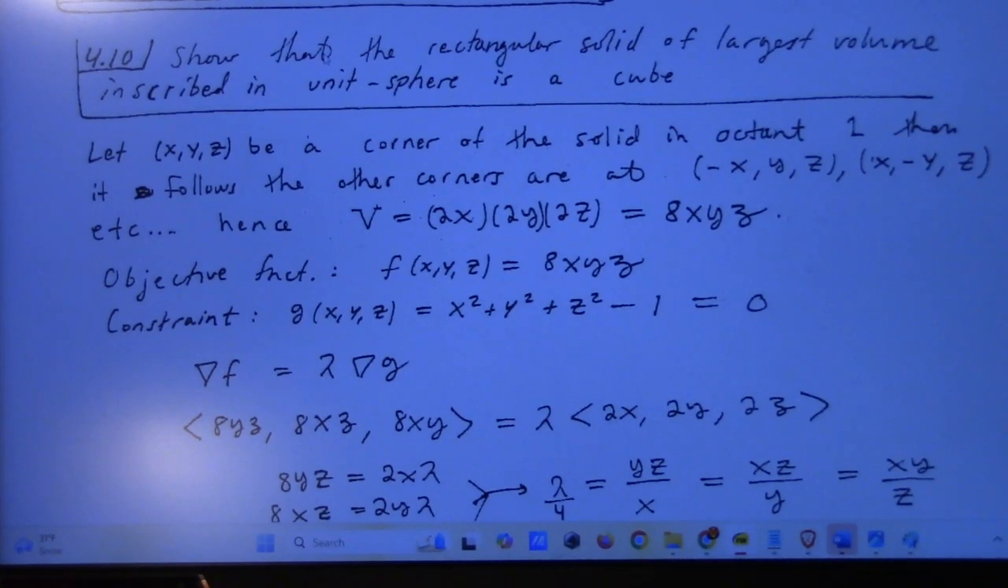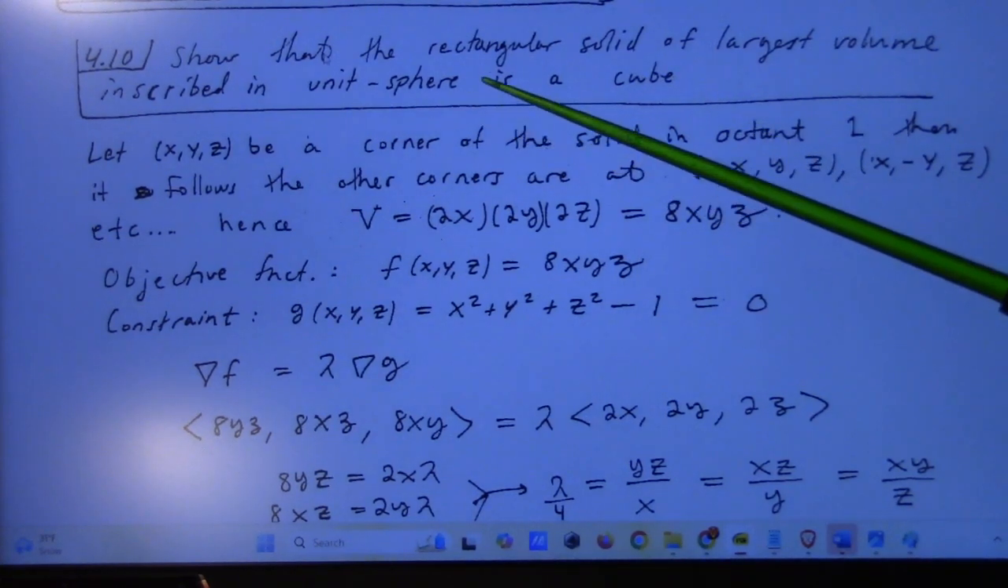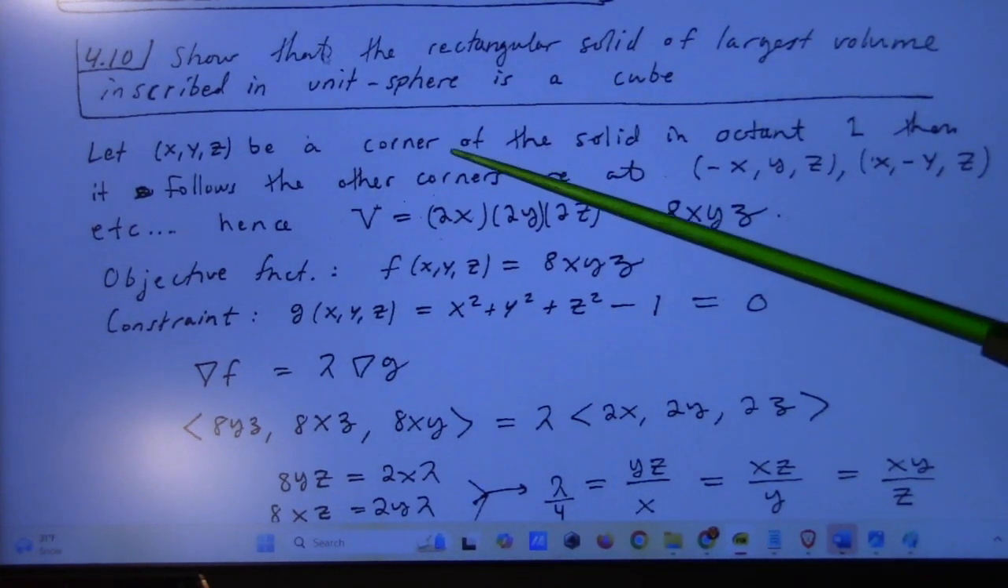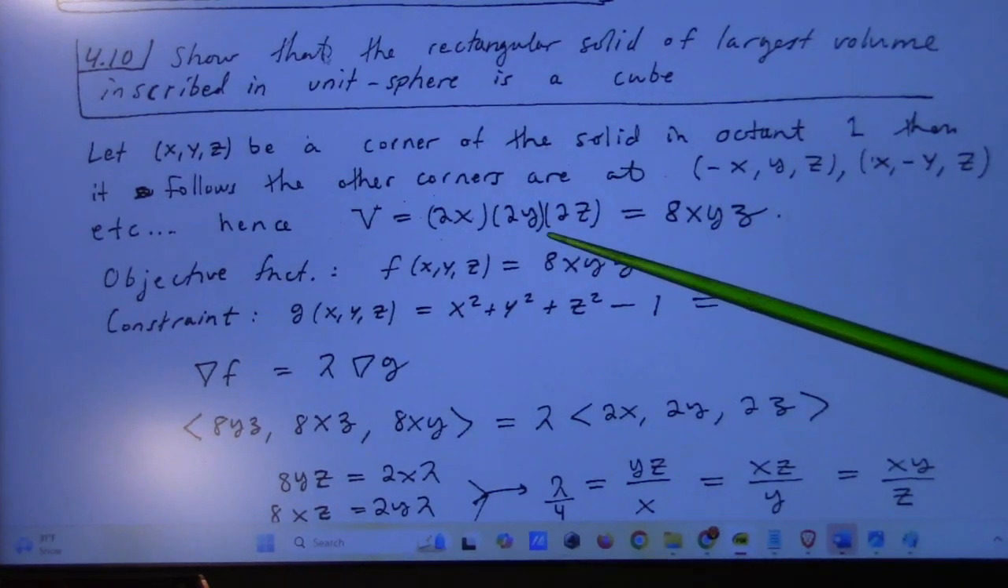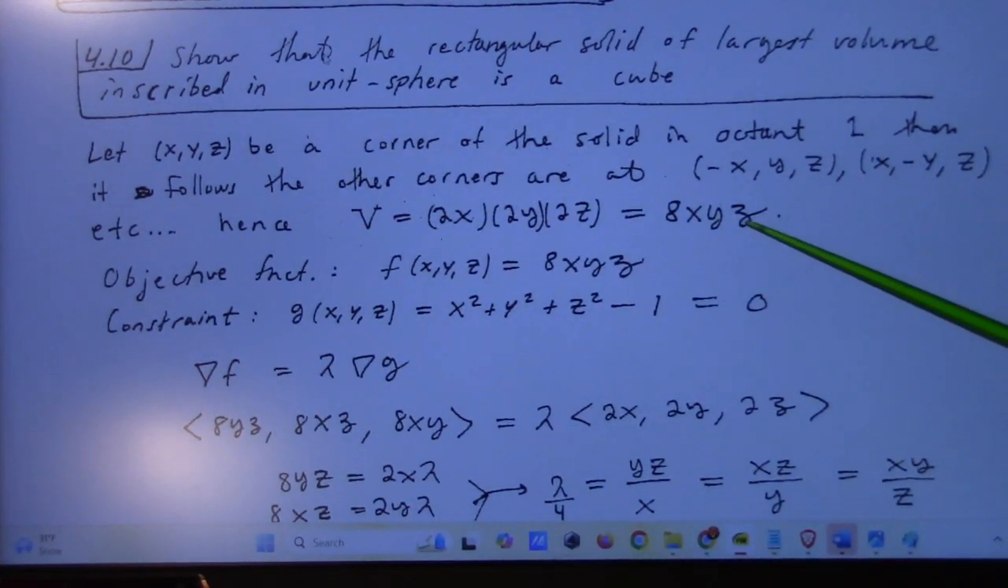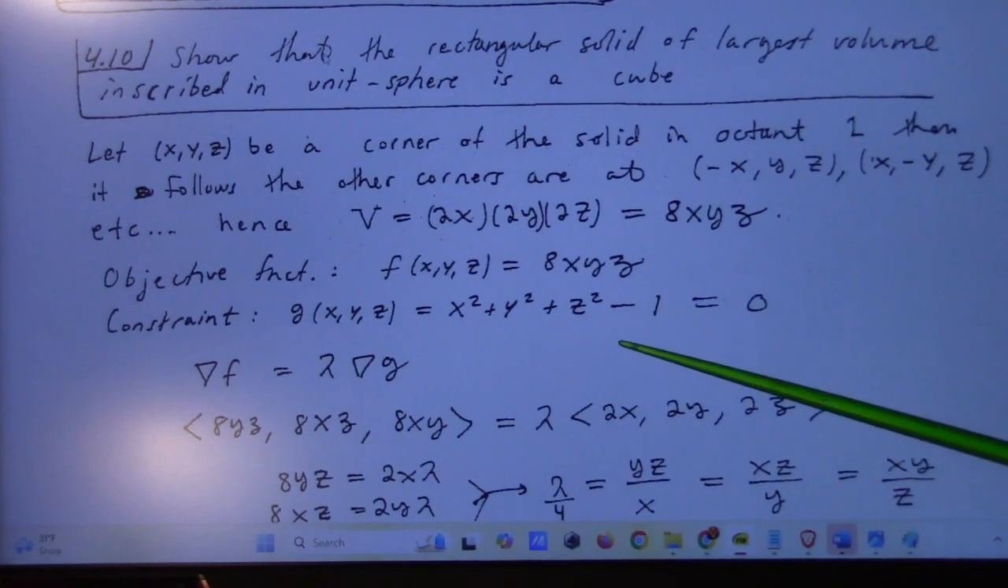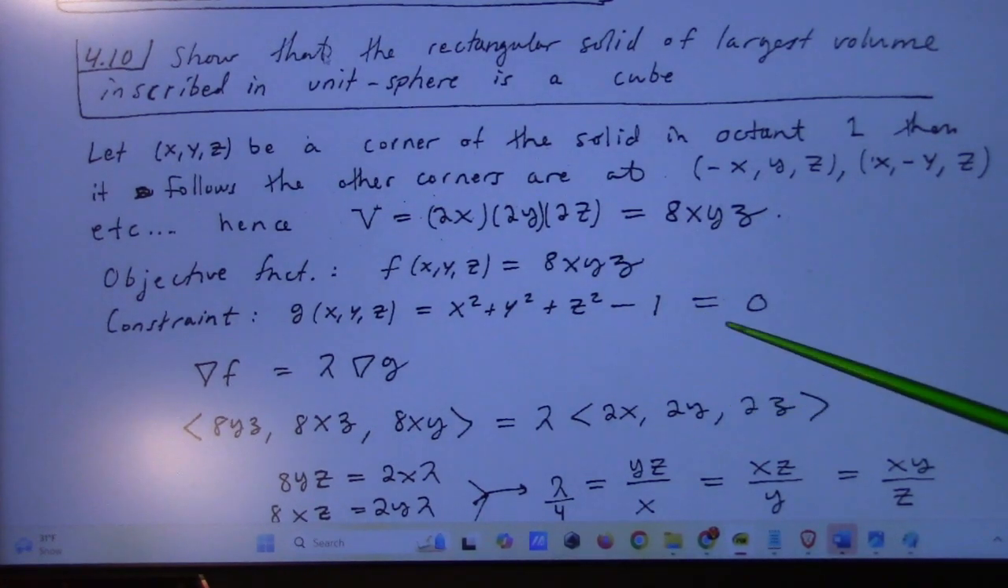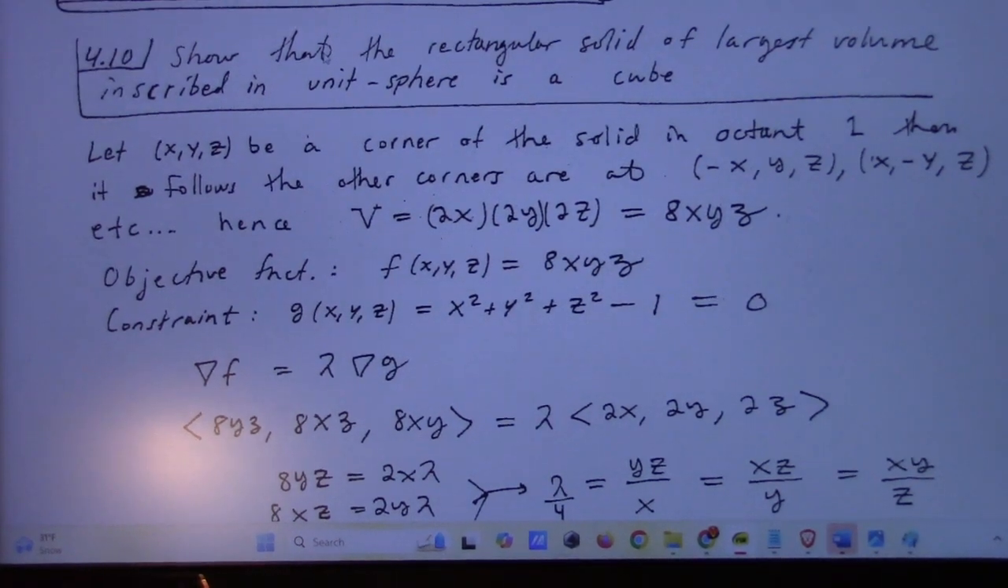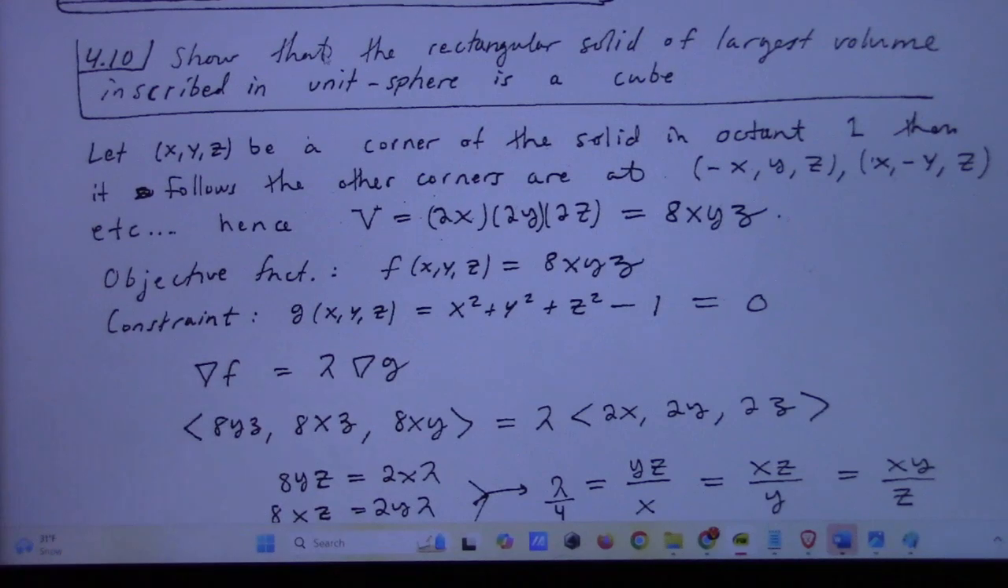But here's a nice problem. You have a rectangular solid. Find the one of largest volume inscribed in the unit sphere. So you let x, y, z be a corner of the solid in octant 1, your volume is 8xyz, that's your objective function. And then the constraint is that x, y, z is on the sphere, which is that this is equal to 0. Here there's just one Lagrange multiplier. This problem, of course, you may well have seen in Calculus 3, for example. Turn off all the lights here for a second. There we go.